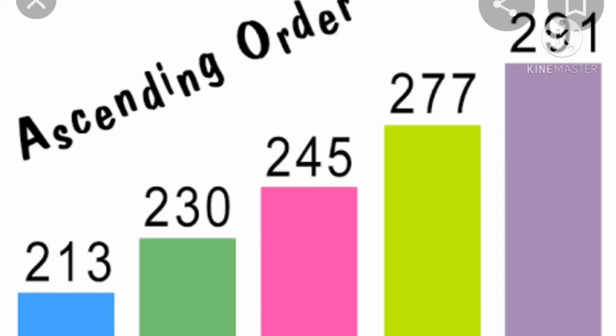Children, look at these numbers, how they are arranged. They are arranged from the smallest to the biggest number. Which is the smallest number here? 213 is the smallest number. Next biggest number is 230. Next is 245. Next is 277. So the last and the biggest number is 291. This order is called ascending order.